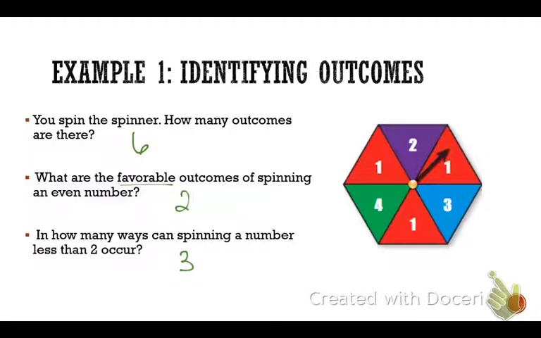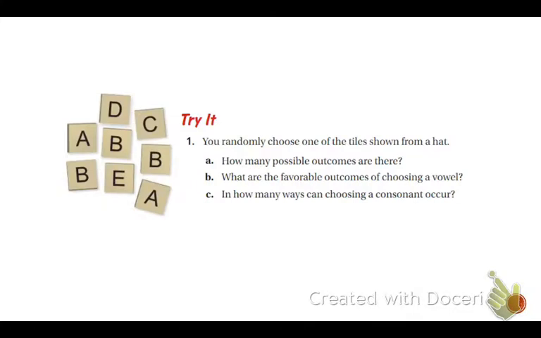Okay? How are we doing on that? Just kind of recognizing? Yes. Really not a whole lot of calculation at this point, although I do like that you guys are already kind of heading there. Now we have some letter tiles. I want you to answer these 3 questions on your notes. You randomly choose one of the tiles shown from a hat. Answer A, B, and C, the same way we just did on the last slide. How many possible outcomes are there? 8. And what are the favorable outcomes of choosing a vowel?